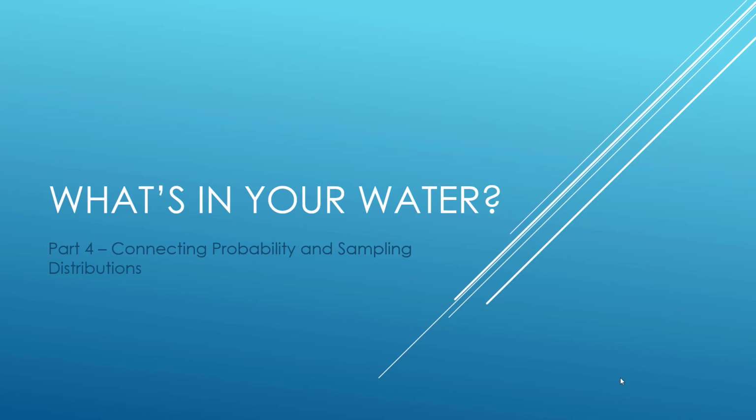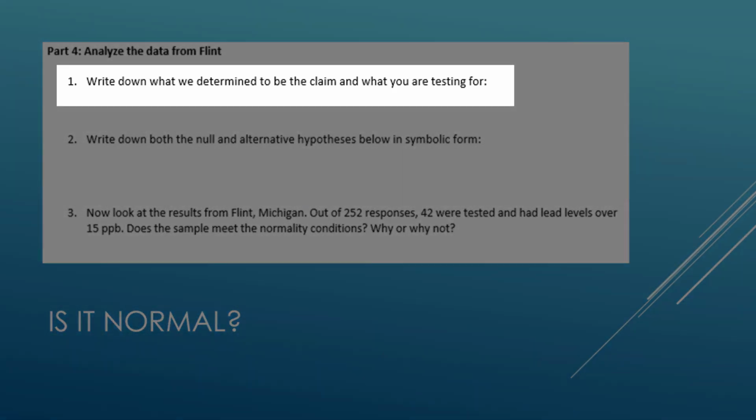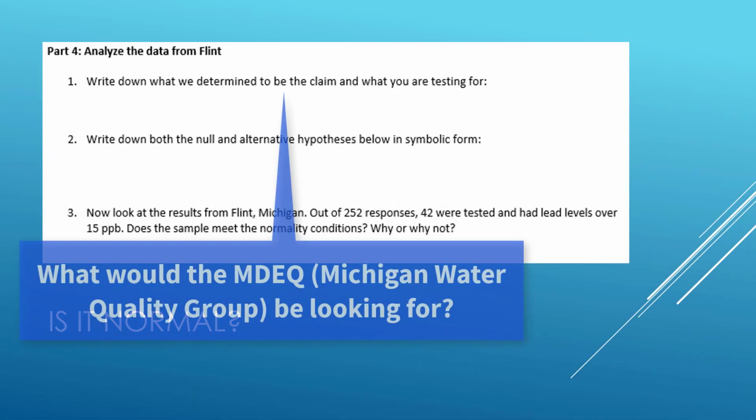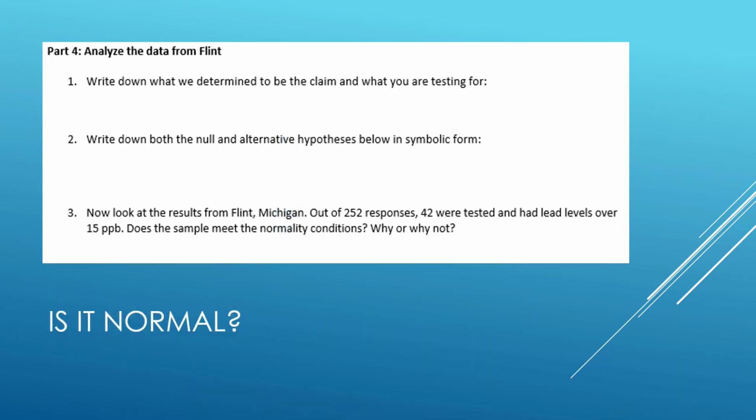Here's our chance to start connecting probability and the sampling distributions to the ideas of the hypothesis test. So as you move into part 4, the students will be asked to write down what the claim was. And as they write down the claim, again in this case we're using the lens of the Michigan Department of Environmental Quality, that's the group testing the water, and we'll be looking for evidence that the percentage of homes that have a lead level over 15 parts per billion is actually more than 10%.